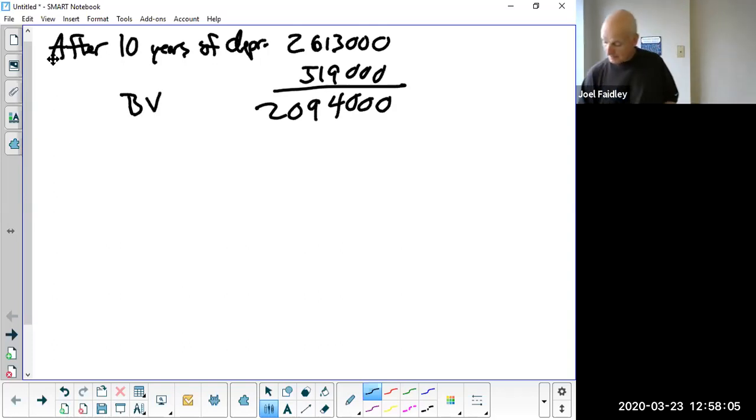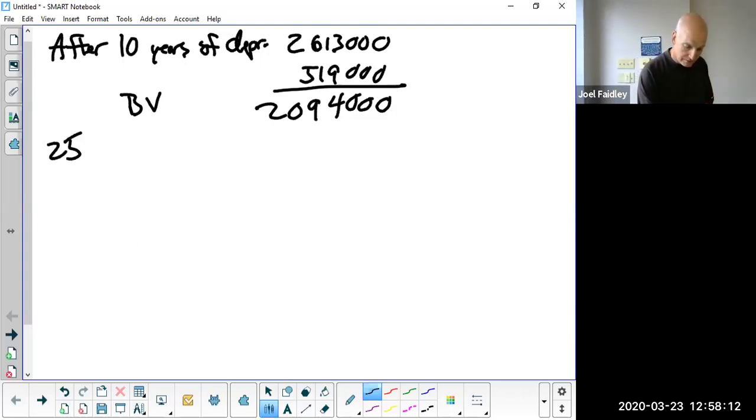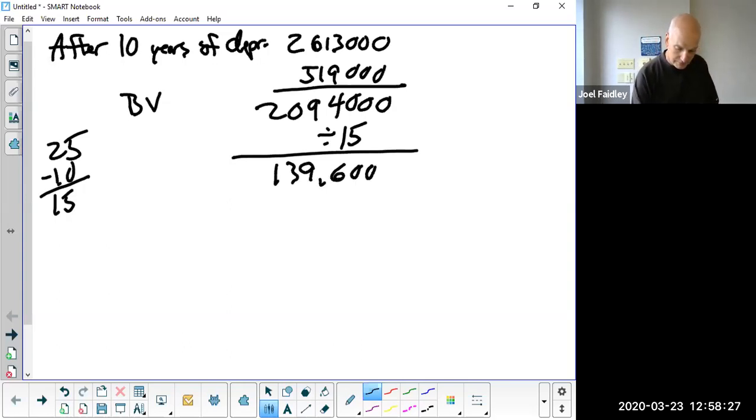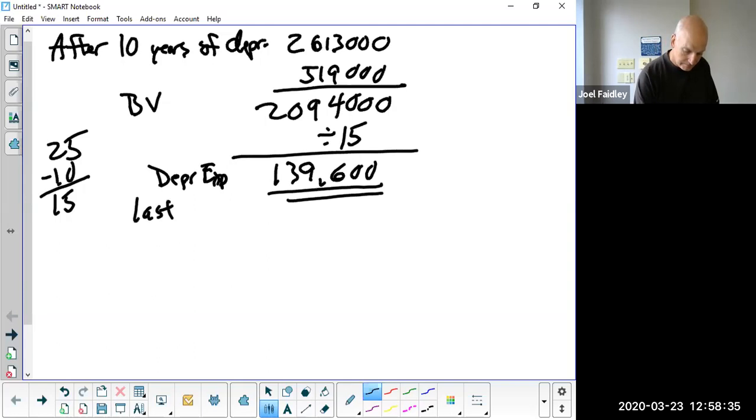Or carrying value. And it says that I've been depreciating this based on 25 years, 10 years. So there's 25 years. So if 10 are down, I got 15 more. So if I divide that current amount by 15, that should tell me my depreciation per year, which is 139,600. I remember that as being correct. So that's my depreciation expense for these first 10 years, right?